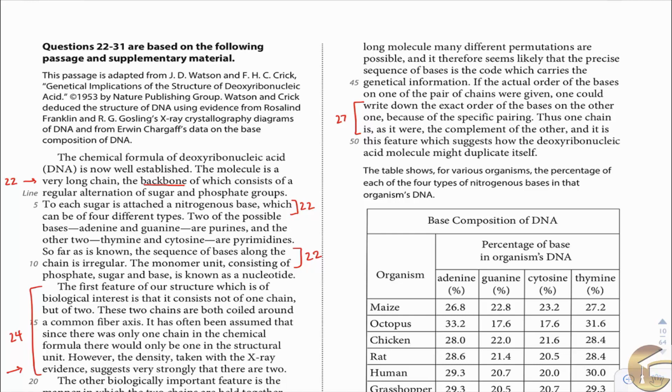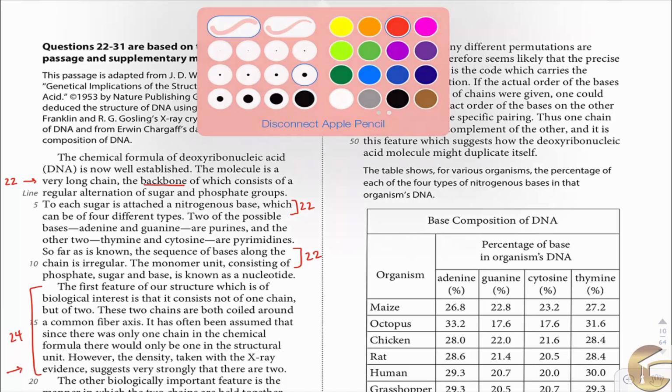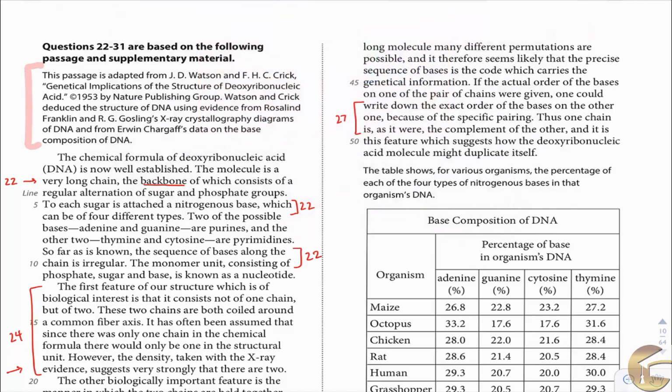All right, now on to the next passage, numbers 22 through 31. Again, when you read the blurb at the very top of this passage, it's going to tell you that this is adapted from J.D. Watson and F.H.C. Crick. It says genetical implications of the structure of DNA, if you don't know what that means. So this is the implications of the structure of DNA, and they tell you right in here that they've deduced the structure of DNA using evidence from Rosalind Franklin and R.G. Gosling's X-ray diagrams of DNA and from Irwin's data on the base composition of DNA.